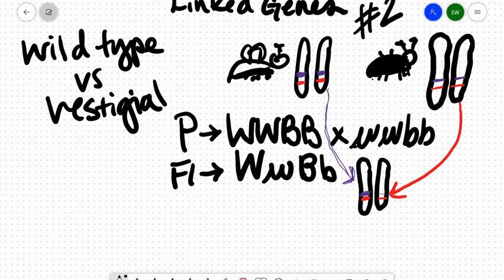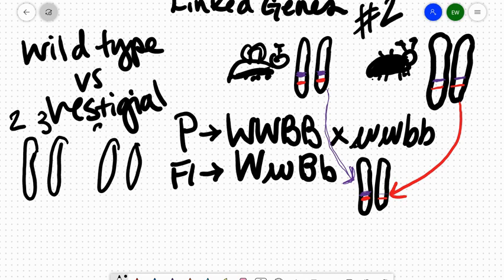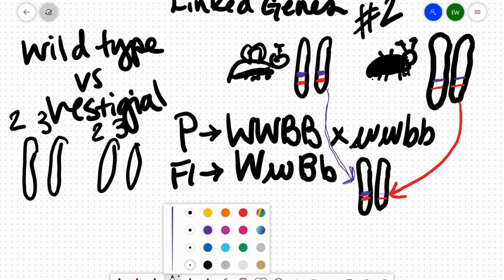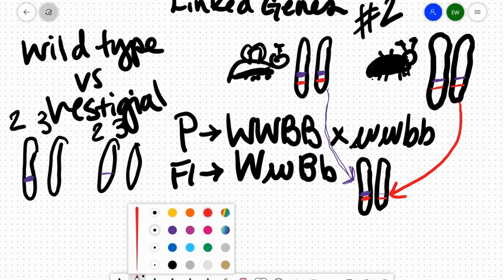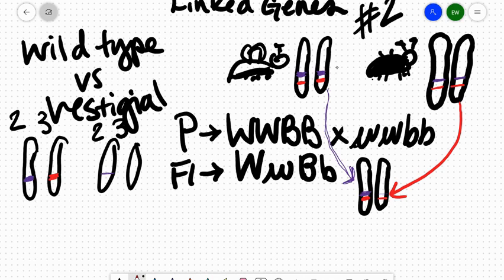If these genes were on separate chromosomes, so chromosome 2 and chromosome 3, and here's chromosome 2 and chromosome 3, then you'd say, okay, they had dominant and recessive, one from each parent. And since the parents were homozygous, we know that they each had both the same dominant or both recessive.